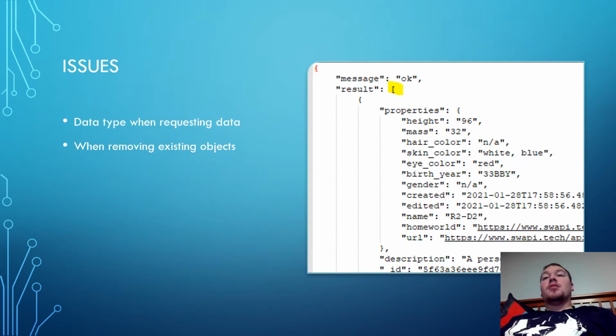Issues that I had: you really had to pay attention to what data type you're getting when you're requesting data. I had it pointed out that it is sending me an array. So I couldn't access anything because I wasn't trying to access an array.